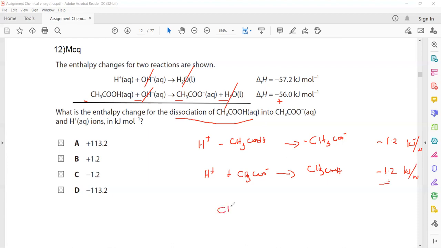But if the opposite equation was there, like ethanoic acid dissociating into ions, then it will be plus 1.2 kilojoule per mole. So the correct answer will be B. Is it clear?